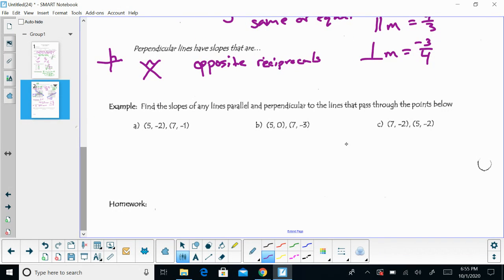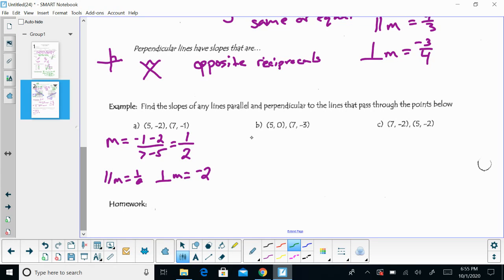We have to find our slope first. So I'll have m equals -1 minus 2 over 7 minus 5. -1 minus 2 is -3... wait, 1 over 7 minus 5 is 2. So my parallel slope would be 1/2. It's the same. While my perpendicular slope would be -2. I flip my fraction to 2 over 1, change the sign to negative.